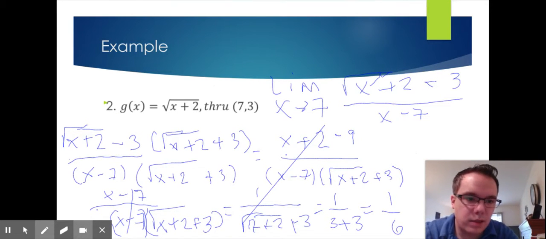All right, so a little bit longer process to multiply by the conjugate, but you have done it before, so hopefully it's not that much harder. So that is using the definition of a limit for the derivative to find the slope of a tangent line.